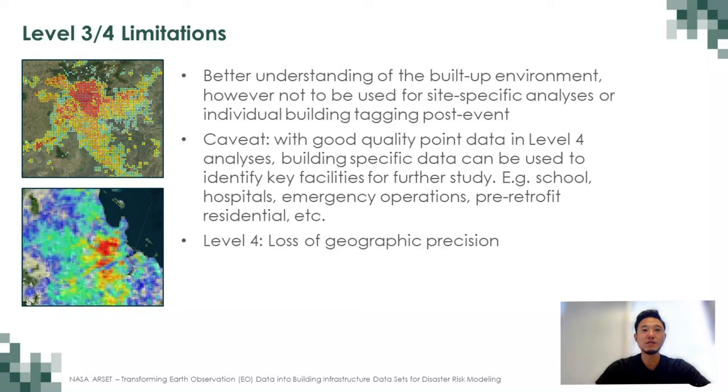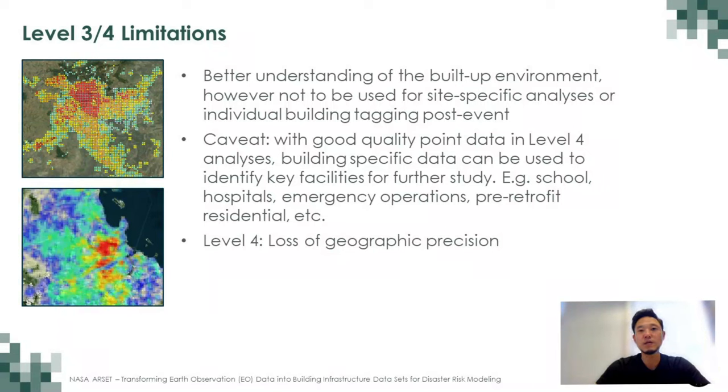So what are the limitations of level 3 or level 4 exposure data? Although you have a better understanding of the built environment, the research is done, the types of buildings, you have a pretty good estimate of the building distribution or mapping schemes for exposure 3, or perhaps level 4 census data is very good. We still can't use these for site-specific analyses or individual building tagging. So, for example, if an earthquake happened and you wanted a building to be red tagged, you need an engineer to do that after a site visit.